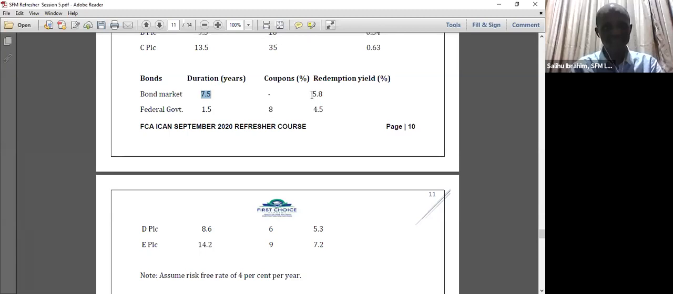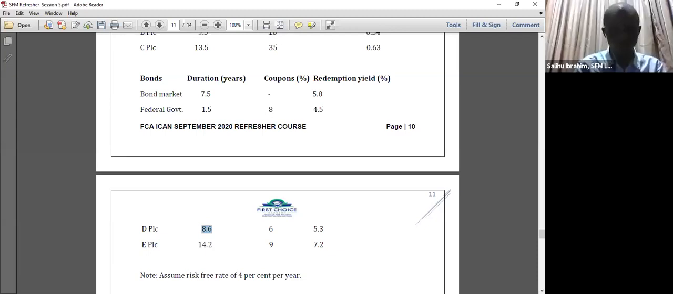This is the redemption yield. The redemption yield represents the return. Don't forget: redemption yield, yield to maturity. Yield to maturity, redemption yield. We treated this as our cost of capital. So for the federal government, this is the duration, this is the coupon, this is the redemption yield. For DPSC and for EPSC, we have them given as well.